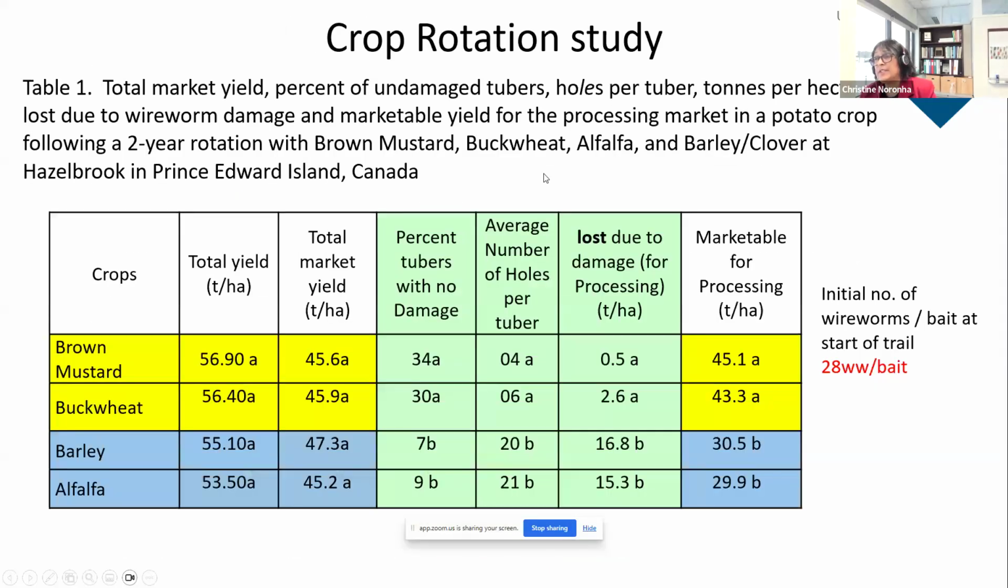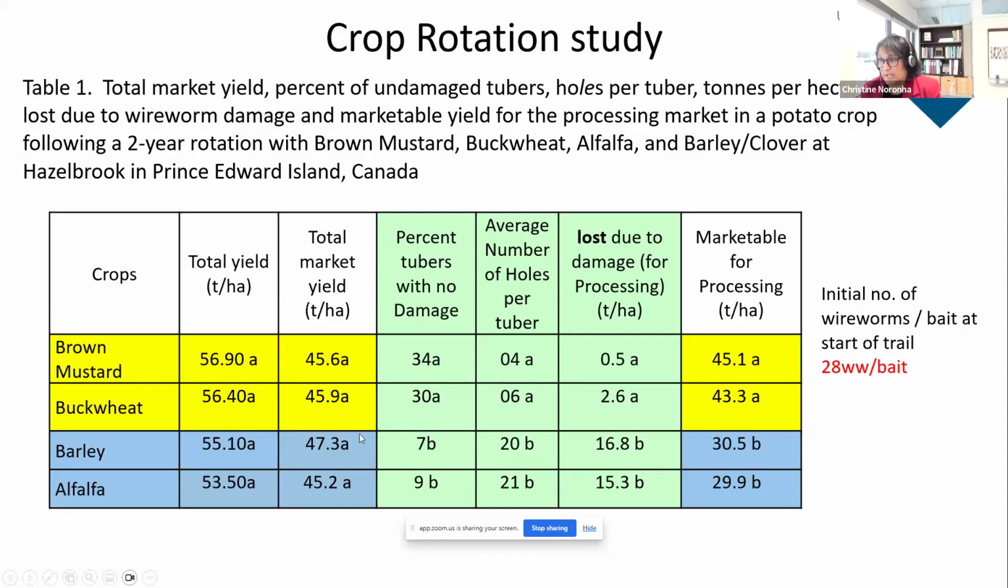So what did we find? This is our first field. When we look at total yield, I'm showing you total yield here because we wanted to see, do these crops affect the growth of the plant and the yield from the plant? Because some rotation crops can do that. So we wanted to see that. As you can see, for the brown mustard, buckwheat, barley, and alfalfa, there was no significant difference in total yield. This included everything that we took from the field.